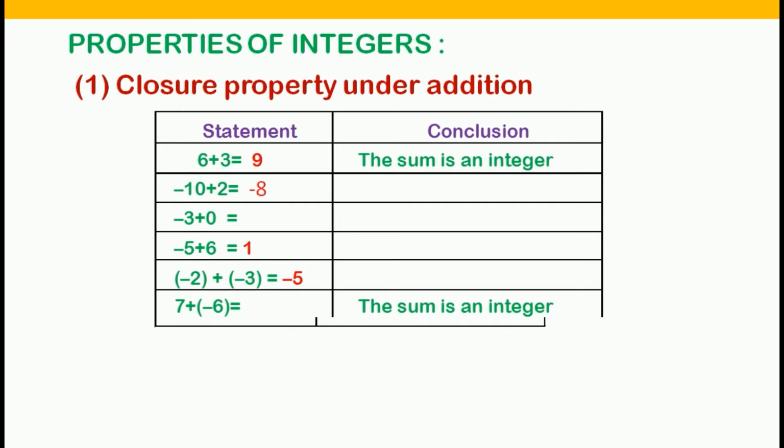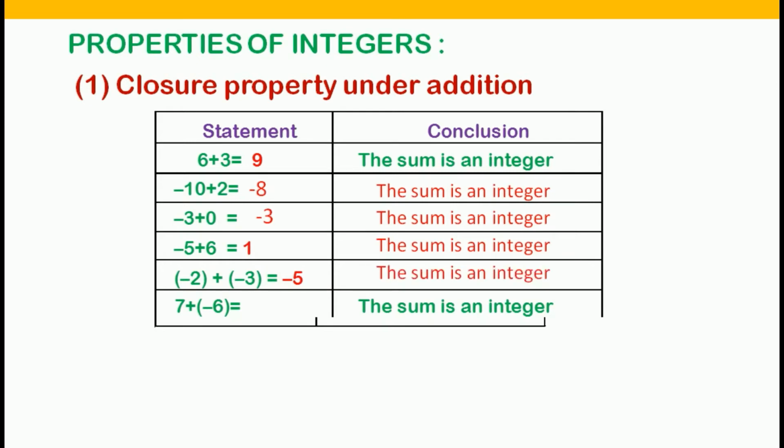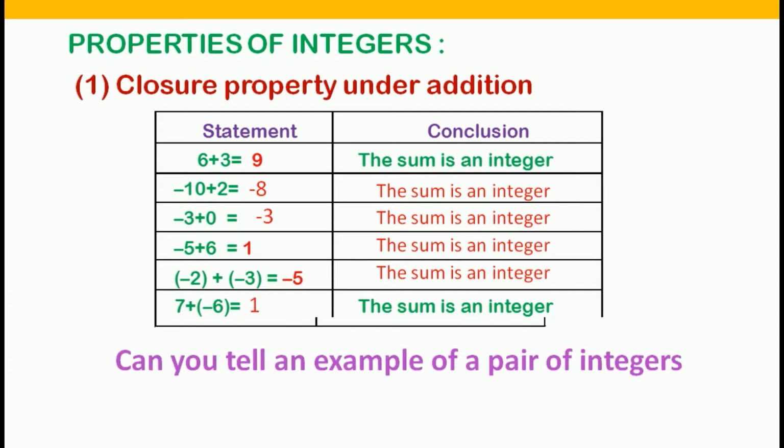Now -10 plus 2 equals -8. So the sum is an integer. -3 plus 0 gives the result -3. The sum is an integer. -5 plus 6 is equal to, the result is 1. So the sum is also an integer. -2 plus of -3 is equal to -5. So the sum is an integer. 7 plus of -6 is equal to 1. So the sum is an integer.